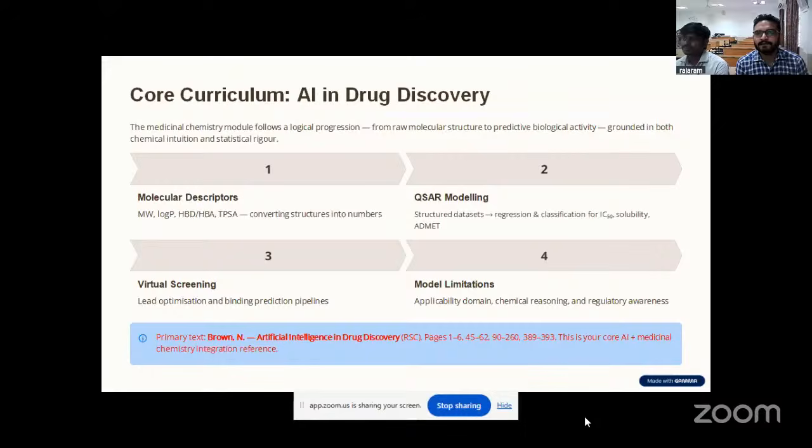Coming to the core curriculum, AI in drug discovery. Various factors are there. Coming to number one, we have molecular descriptors like molecular weight, log P, hydrogen bond donor, hydrogen bond acceptor, TPSA, etc.